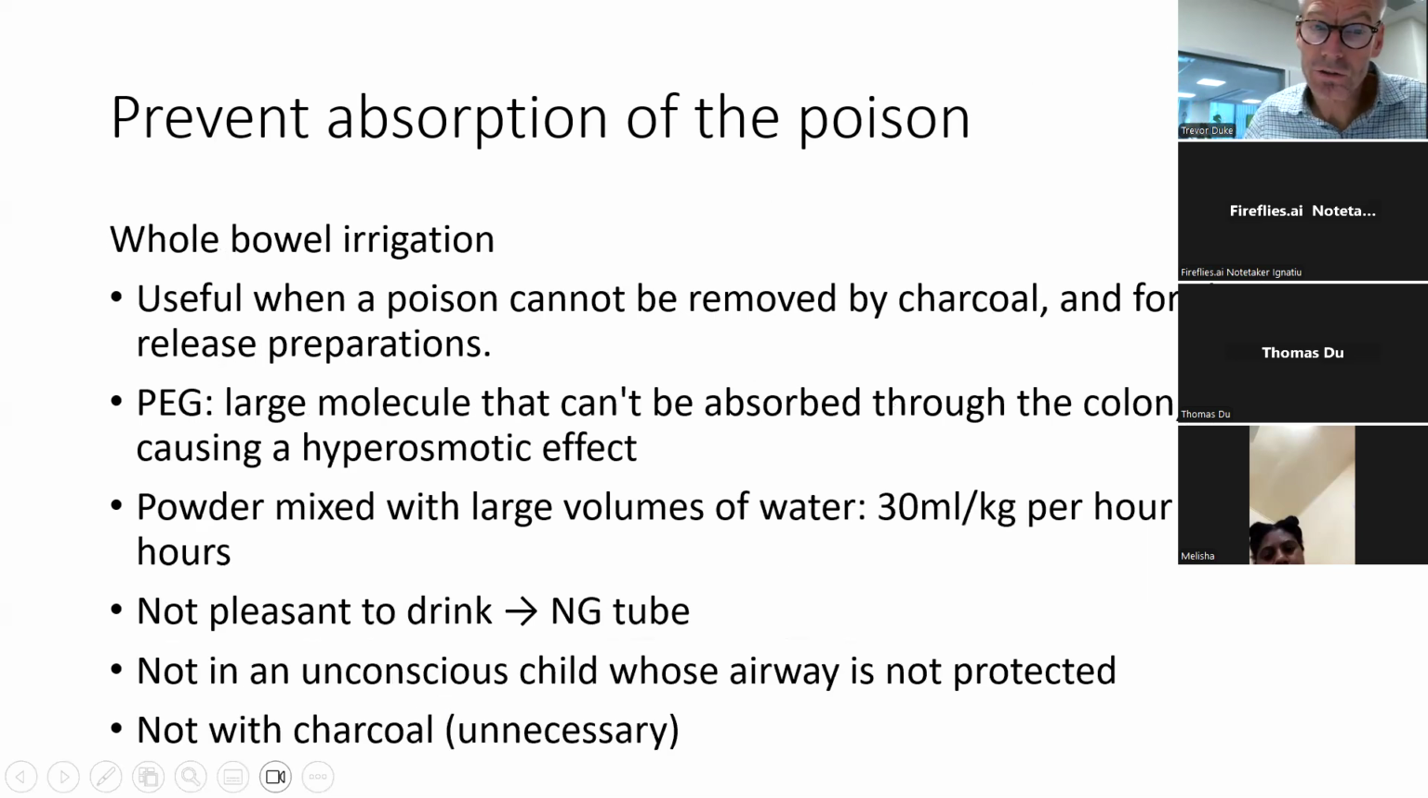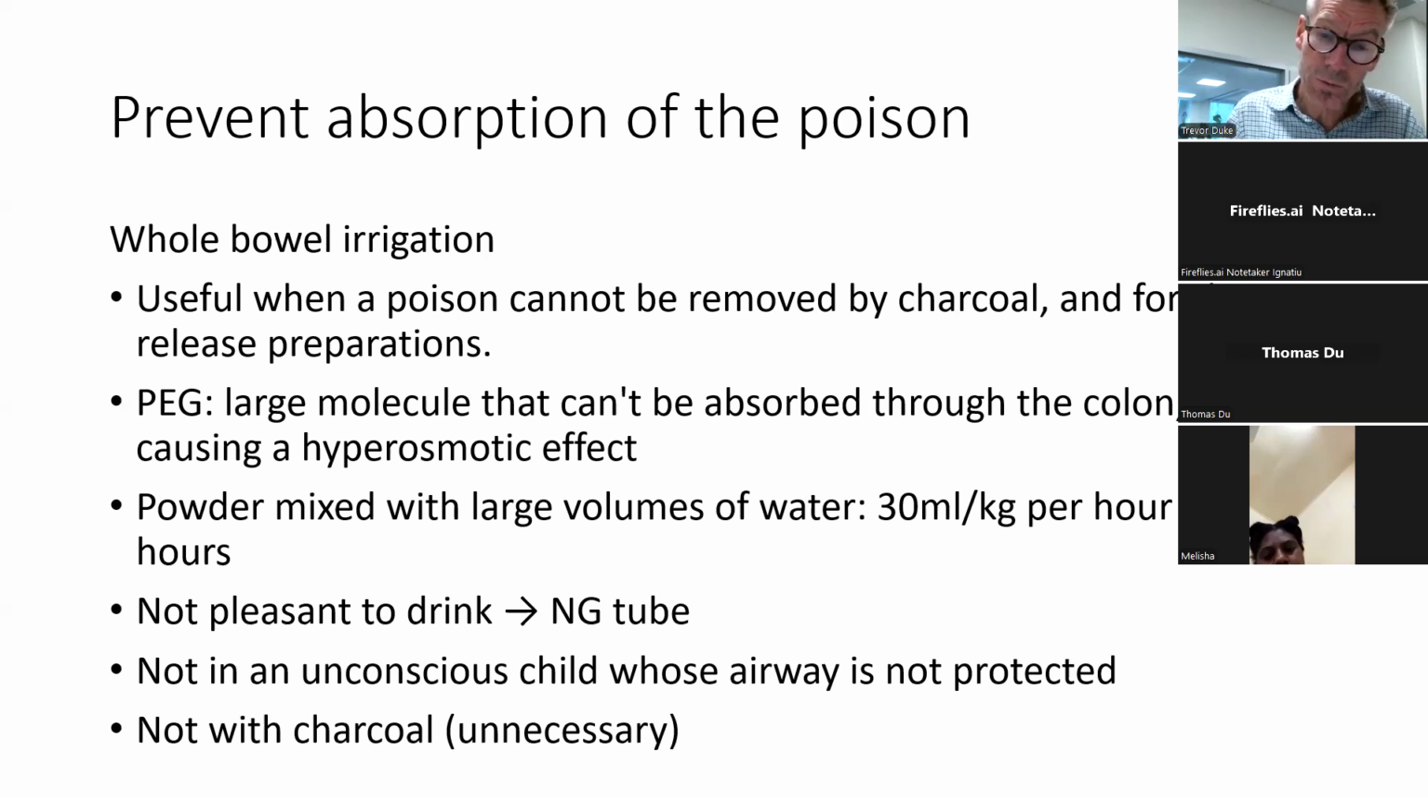Whole bowel irrigation is useful when a poison can't be removed by charcoal, and again for slow release preparations. It's polyethylene glycol, which is a large sugar molecule that can't be absorbed through the colon. So you don't get absorption of polyethylene glycol. Therefore it causes a hyperosmotic effect. Water flows in from the gastrointestinal mucosa into the lumen of the bowel, and then you get an osmotic diarrhea. The child gets an osmotic diarrhea.